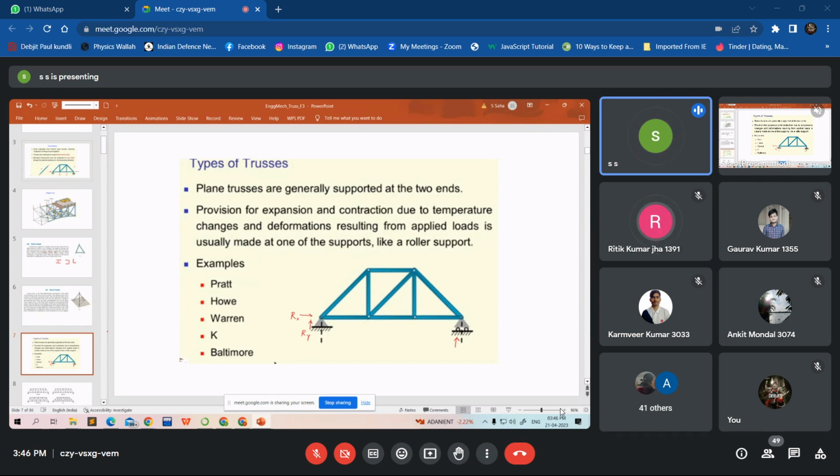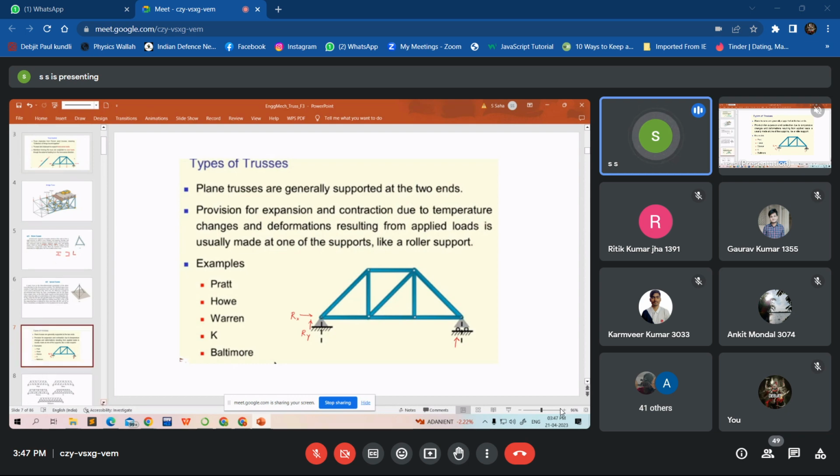Here, the same principle. Normally, in this truss, one end you will find fixed, and one end you'll find a roller, just to allow for thermal expansion. So there are various types of trusses. They are known as Pratt, Howe, Warren, K, and Baltimore. These are shown in this figure.